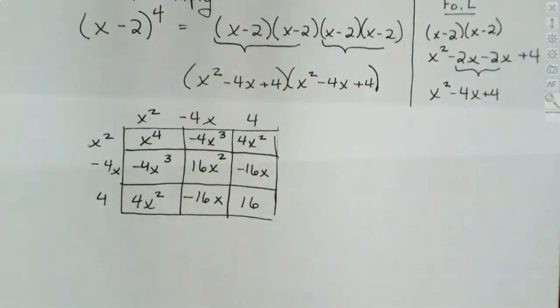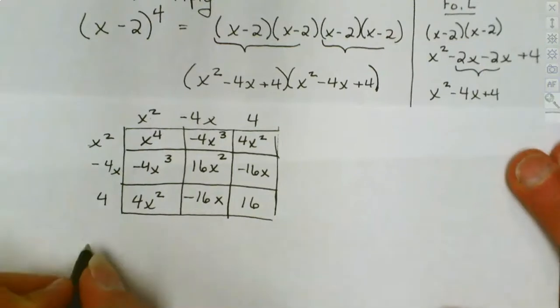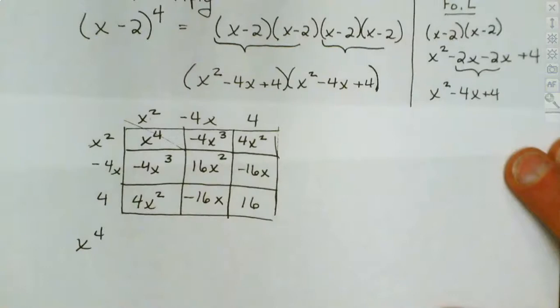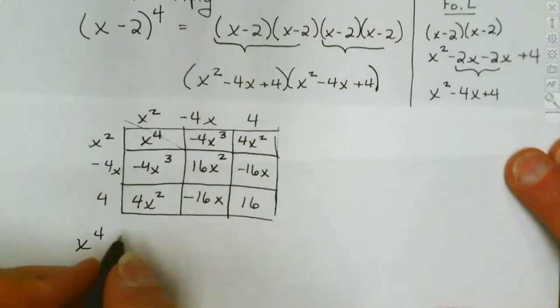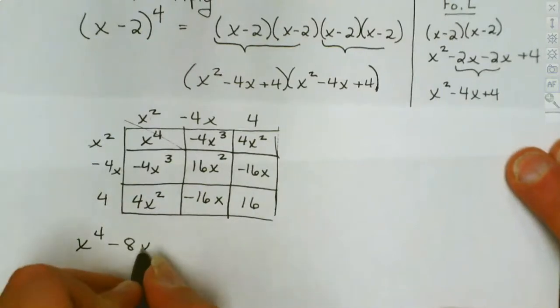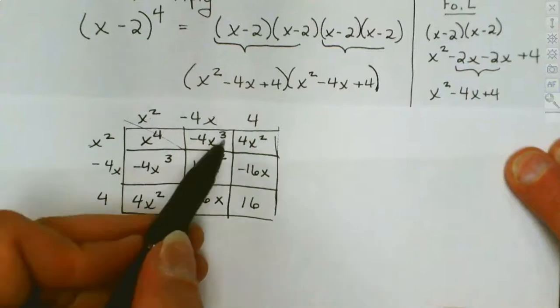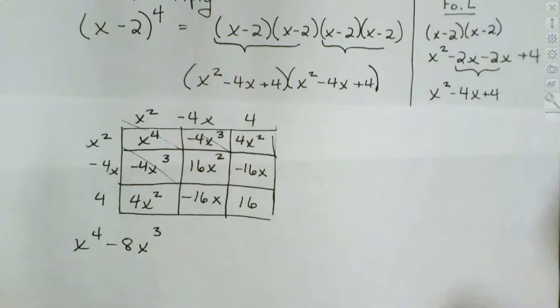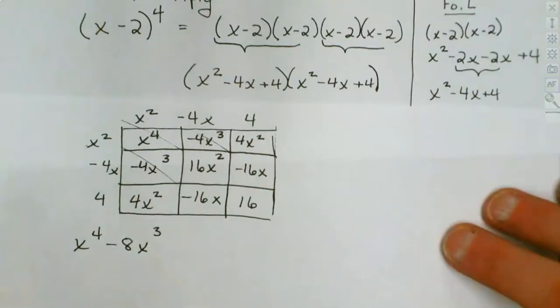Okay. Now we can just combine like terms. Always add on those diagonals. Start at the upper left corner. So x to the 4th is up here, gone. Minus 4 and minus 4 makes it a minus 8x cubed. Gone, gone. And then we've got 16 and 4 and another 4.